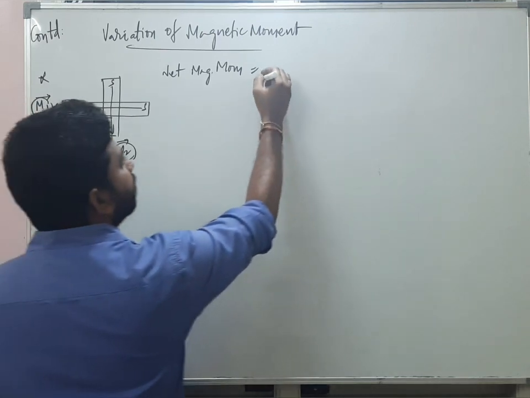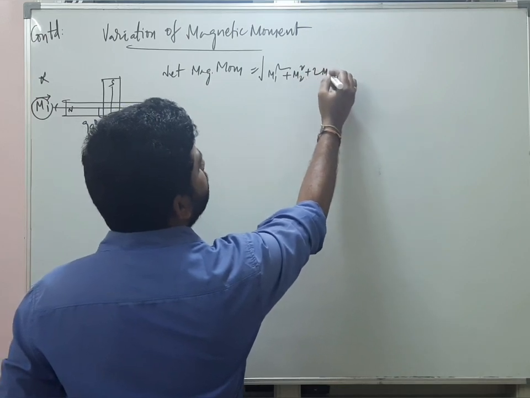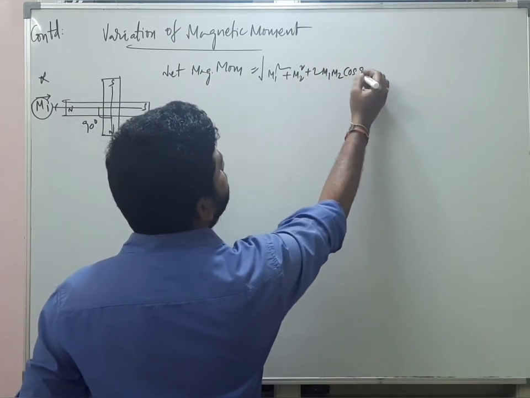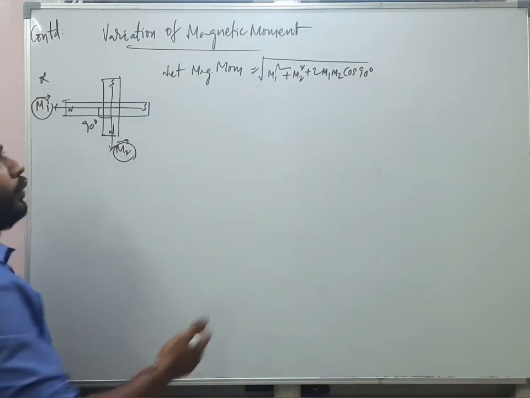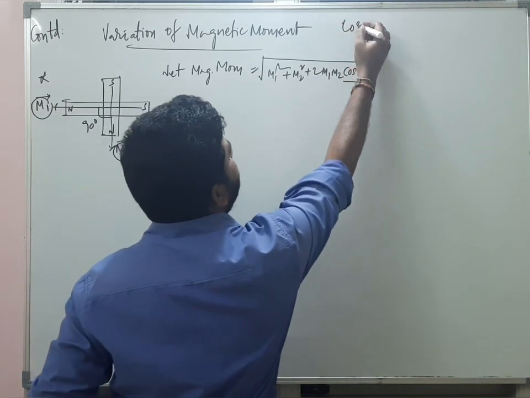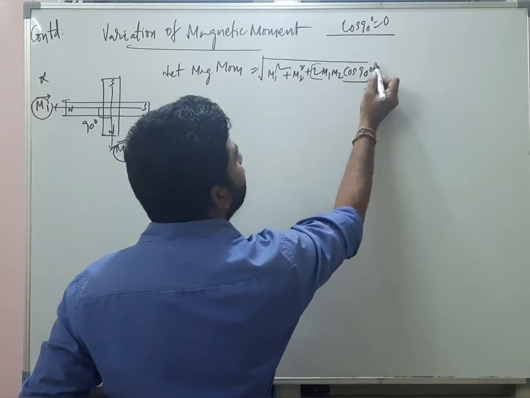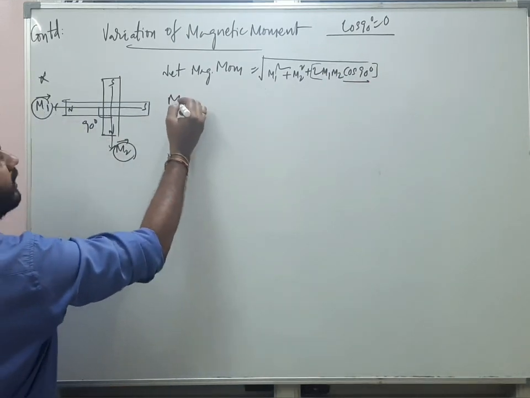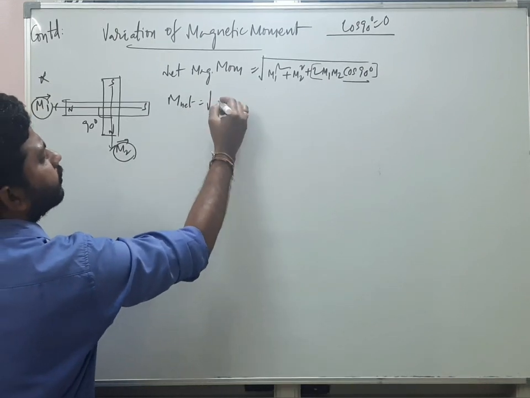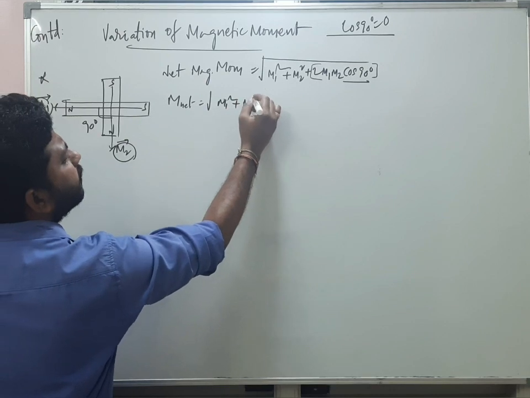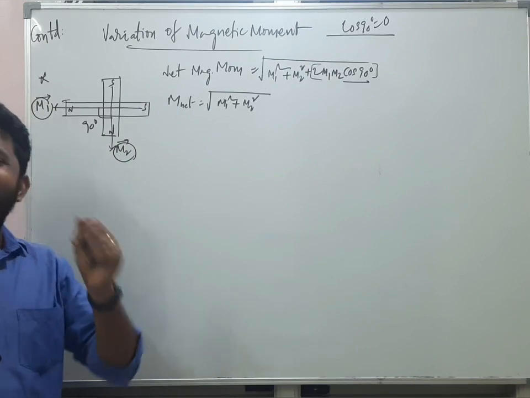What is that? Square root of M1 square plus M2 square plus 2 M1 M2 cos theta. What is theta? Theta is the angle between the two vectors, that's 90 degrees. What is cos 90 degrees here? Cos 90 degrees is equal to 0, and this complete term becomes 0. The remaining net magnetic moment will be equal to square root of M1 square plus M2 square. Depending on the M1 and M2 values, your net magnetic moment will change.